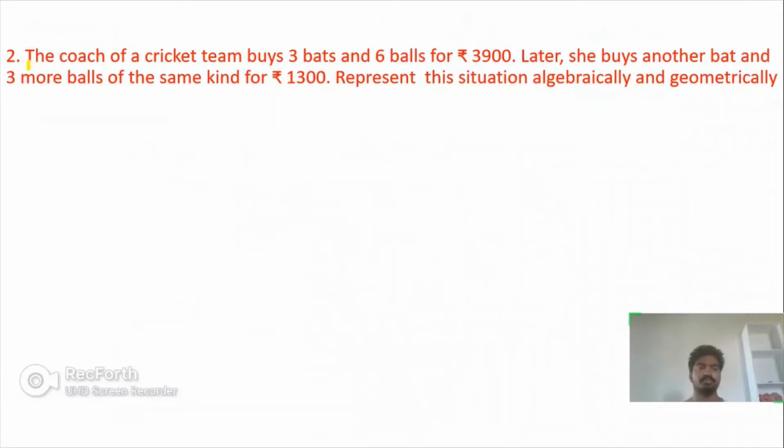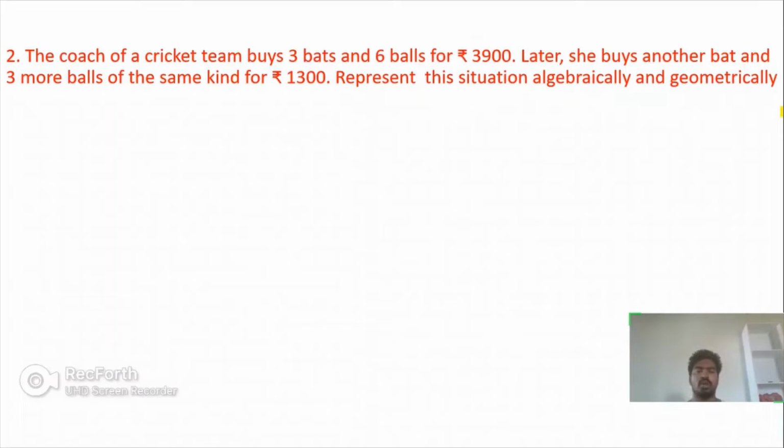Second problem. The coach of a cricket team buys 3 bats and 6 balls for rupees 3900. Later, she buys another bat and 3 more balls of the same kind for 1300 rupees. Represent this situation algebraically and geometrically.